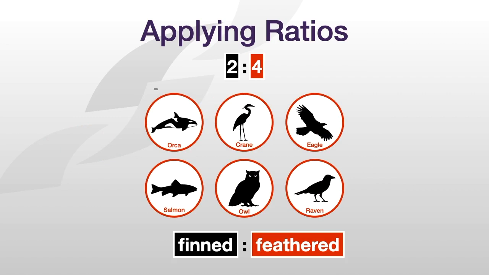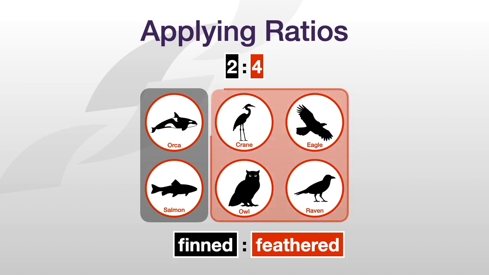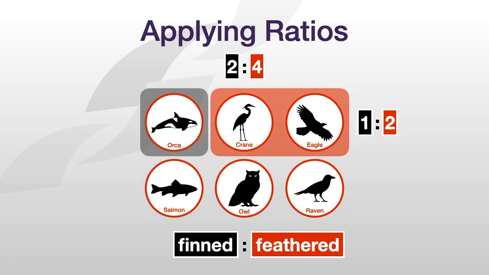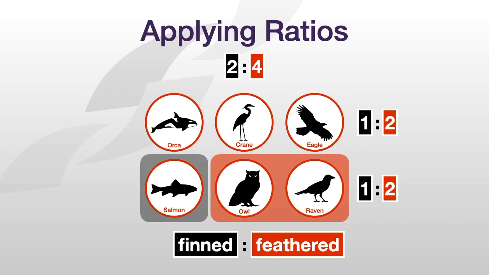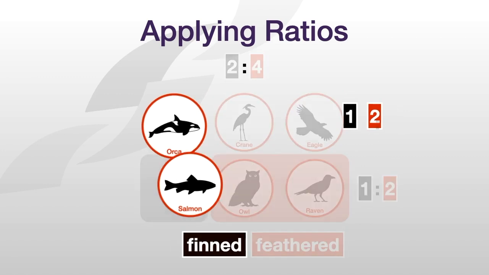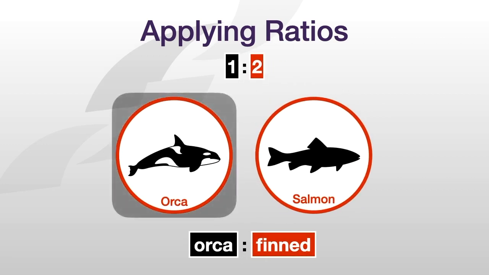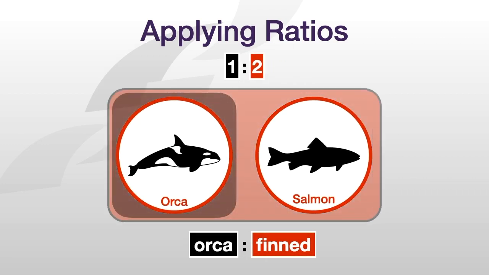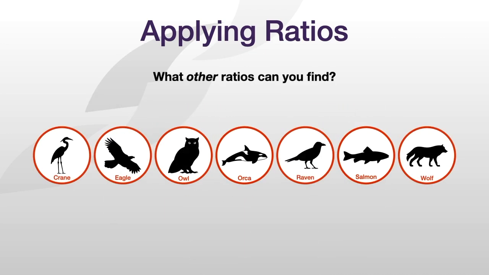There are 2 finned animals to 4 feathered animals. And 2 to 4 is equivalent to 1:2. You might even have seen 1:2 as a part-to-whole ratio. The orca is one of 2 finned animals. We invite you to talk about other ratios that you and your child see.